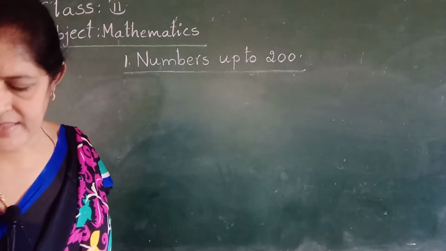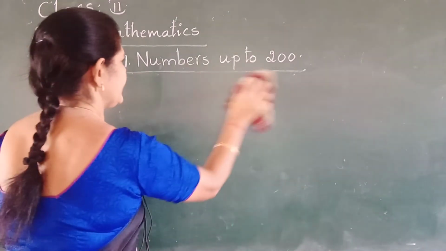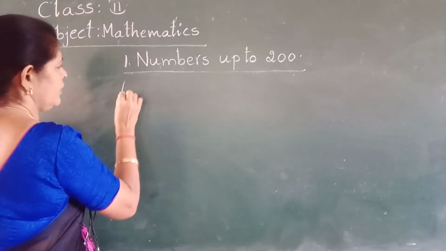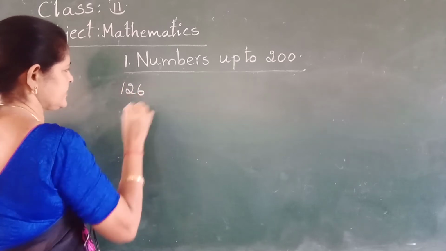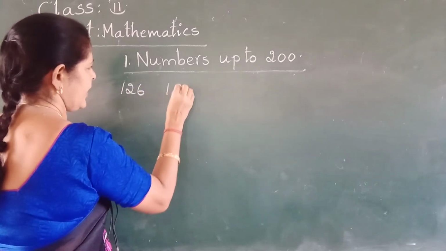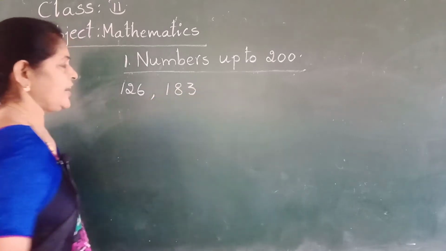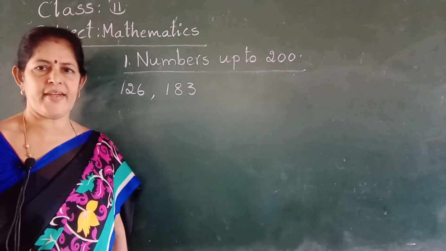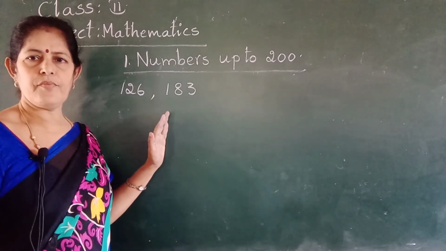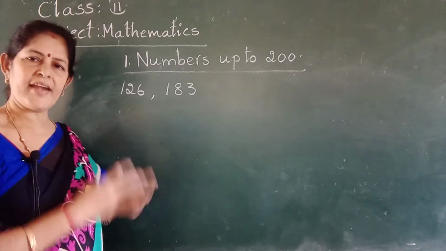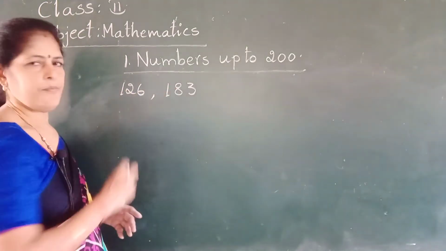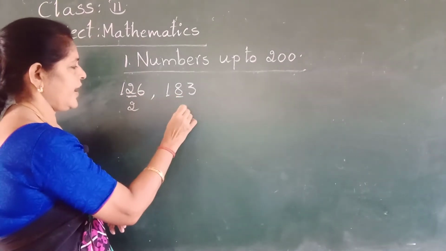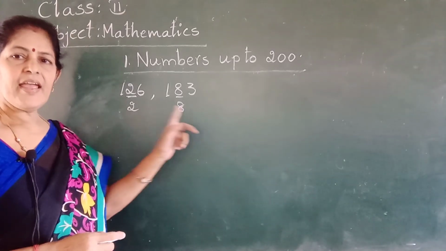Greater than, less than, equal to. See. 126, 183. In the given two numbers, which number is small, which number is big? How to identify? See, in the same rule, going to compare first hundreds. Hundreds place number is same. No comparison there. Now go to tens place. Here 2 is there. Here 8 is there. 2 is small, 8 is big.